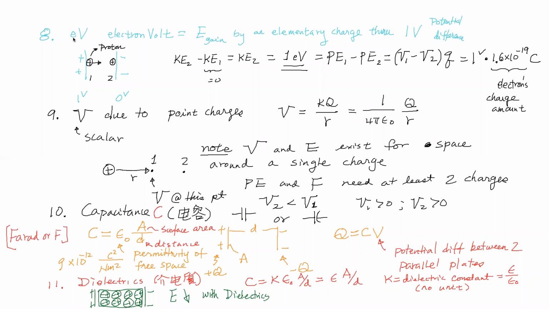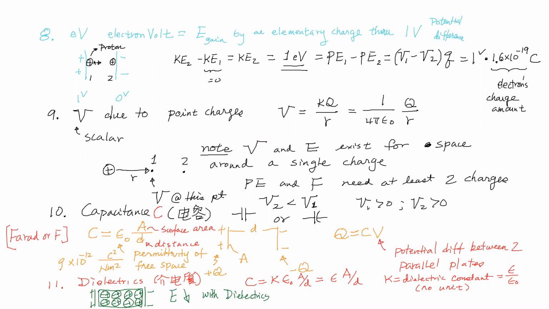Number 8, eV. V is a capital V, electron volt. So together, this is an energy unit. It's for a small world. So when we go into the atom, inside the atom, we're usually using eV. So it's the energy gained by an elementary charge. So a particle with an elementary charge goes through a 1 V potential difference.